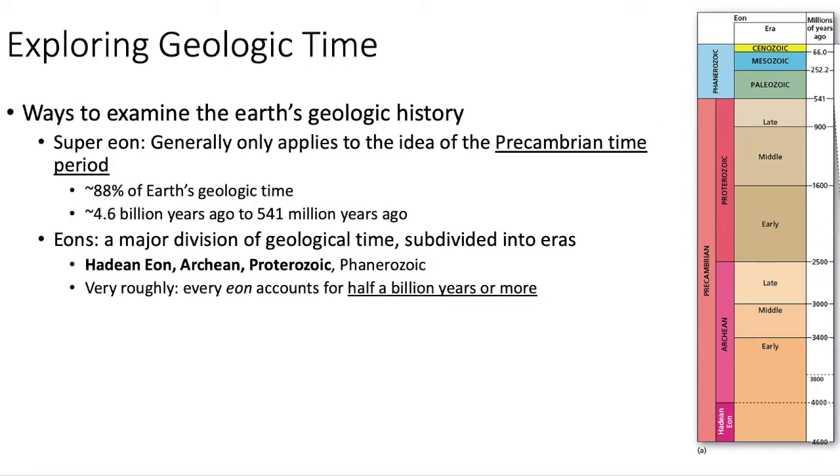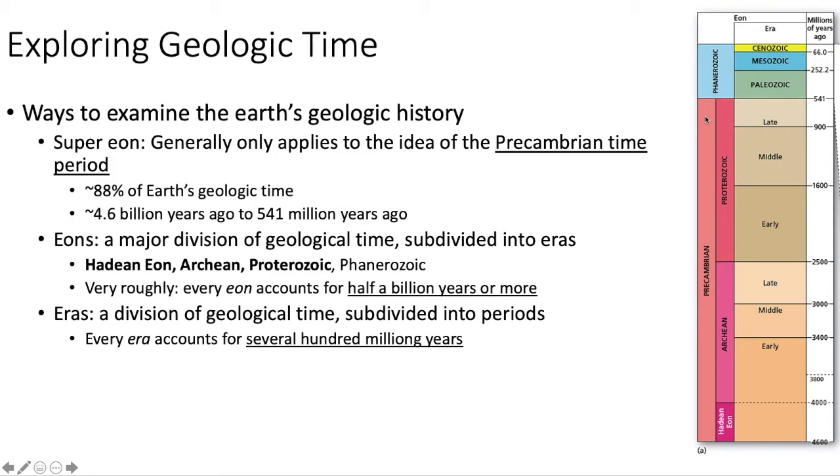Very, very roughly, every eon refers to about a half billion years or more. And so we can see them here. So we have the Hadean eon, which refers to 4 billion years ago to 4.6 billion years ago. The Phanerozoic eon refers from the present day all the way back to half a billion years ago, roughly. Every eon is divided into eras, as you can see right here. And so every era accounts for several hundred million years.